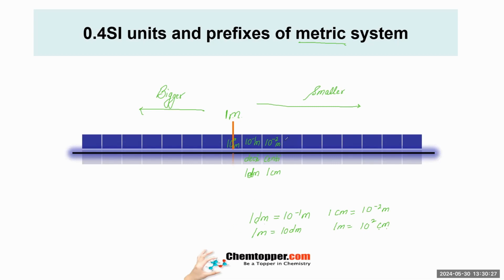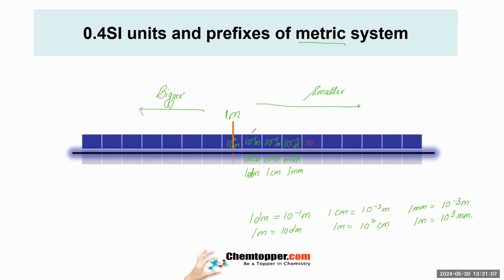Now again divide by 10. It becomes 10 raised to power minus 3 meter. Now the prefix is milli, and it is represented as 1 millimeter. So what is 1 millimeter? 1 millimeter is 10 raised to power minus 3 meter, or you can say 1 meter is 10 raised to power 3 millimeters.